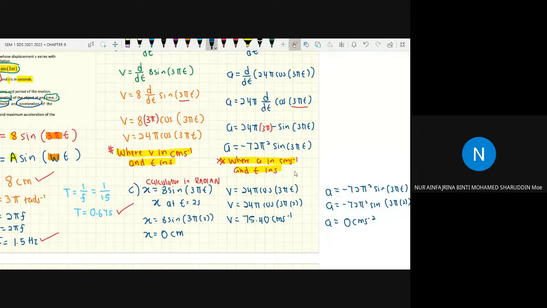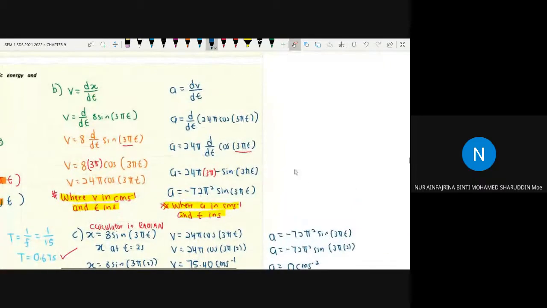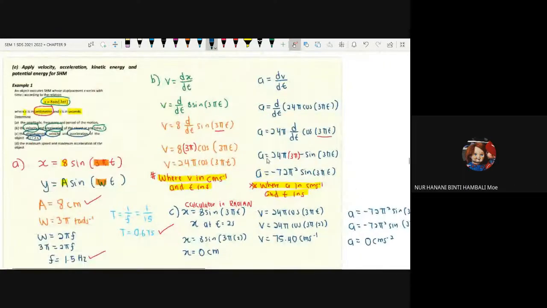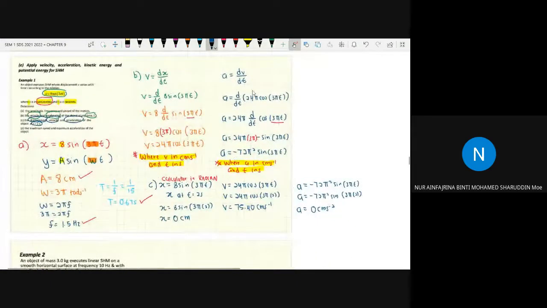Okay, Miss will continue with D. May I? Kids, may I? Yes. Okay, Miss will make it a bit smaller so you can see too. Okay, A, B, C. D is at the top. Okay, D. It asks for the maximum speed and also the maximum acceleration of the object.